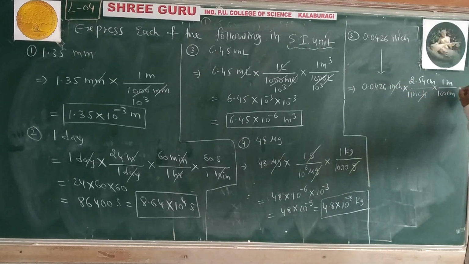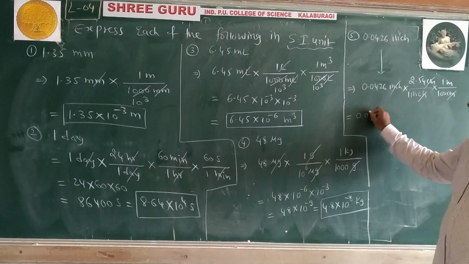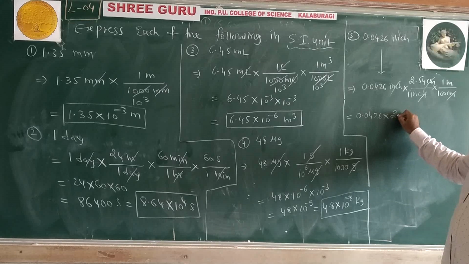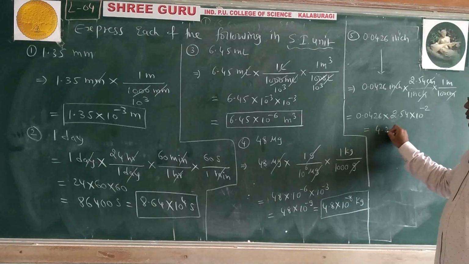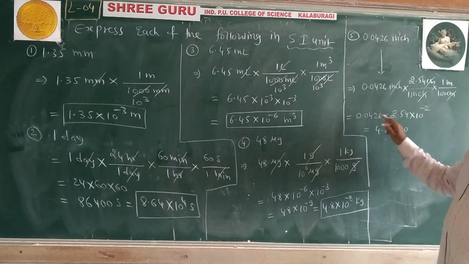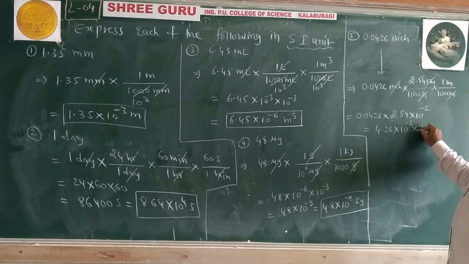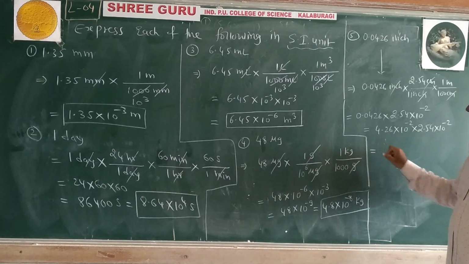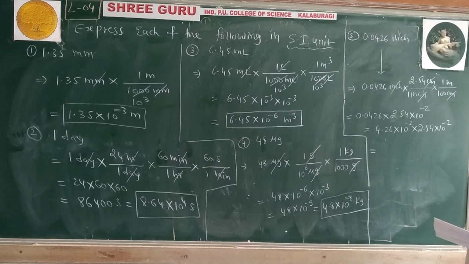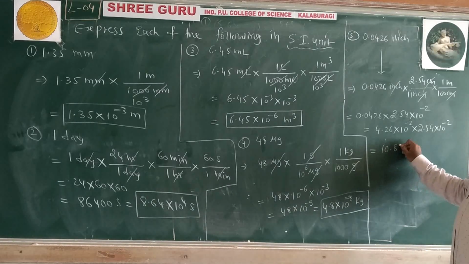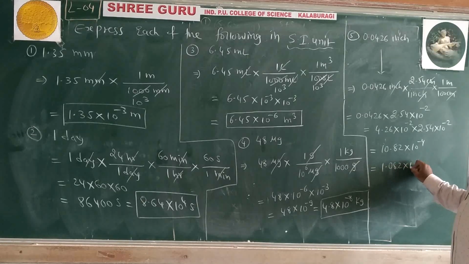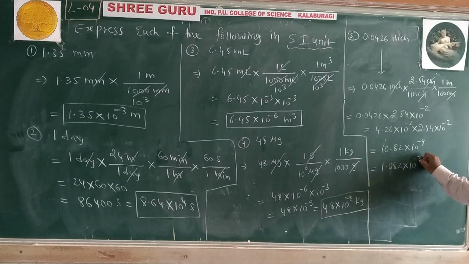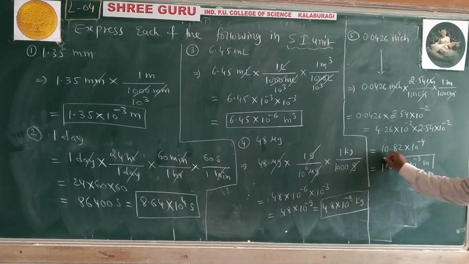So this inch cancels, centimeter cancels. So what do we have? 0.0426 into 2.54 into 10 raised to, this 100 is plus 2, it becomes minus 2. So 4.26, we have shifted this towards the right, minus 2. 2.54 into 10 raised to minus 2. And if I multiply this together, it will be 10.82 into 10 raised to minus 4. And I write here 1.082, shifted towards left, multiplied by plus 1. It is minus 3, and I will write it as meter.